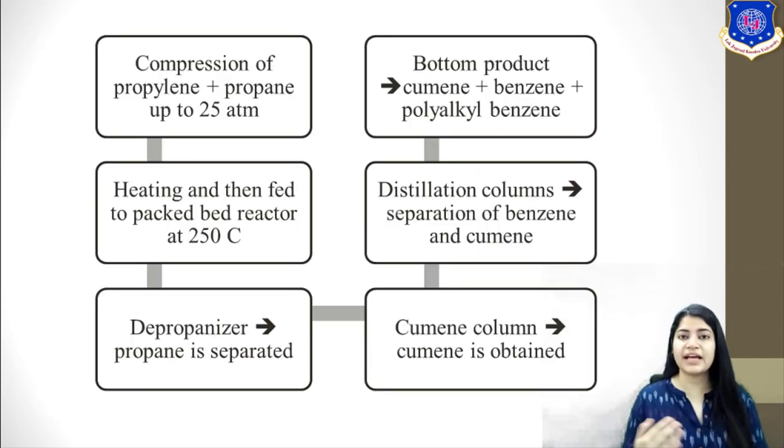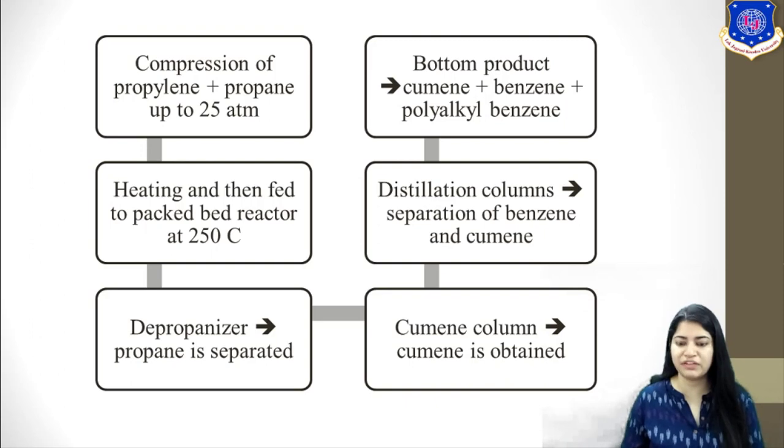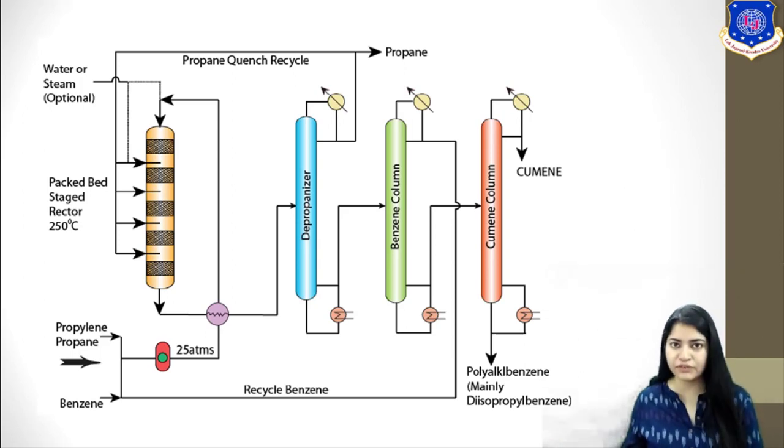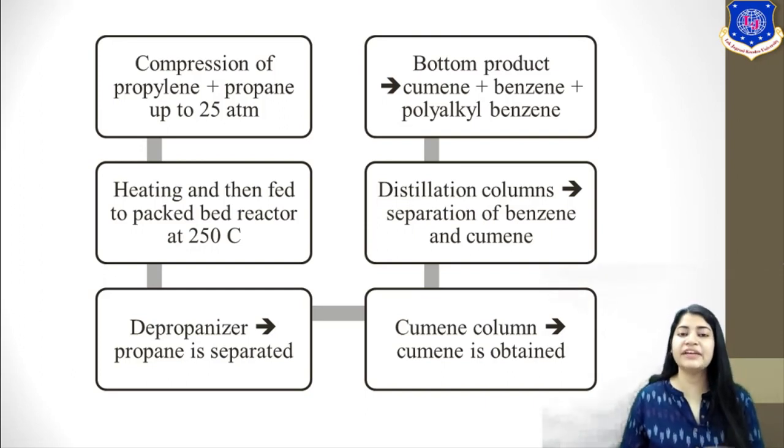So first of all, the process requirement is that the pressure should be 25 atm. So compression of propylene and propane is done up to 25 atm. The use of propane is that it acts as a diluent. Diluent means it also acts as an inert, to take out the excess heat, right? So hence you're using propane as a diluent or inert here. So you're compressing your propylene and propane up to 25 atm. Then it is heated and fed to the packed bed reactor at 250 degrees Celsius.